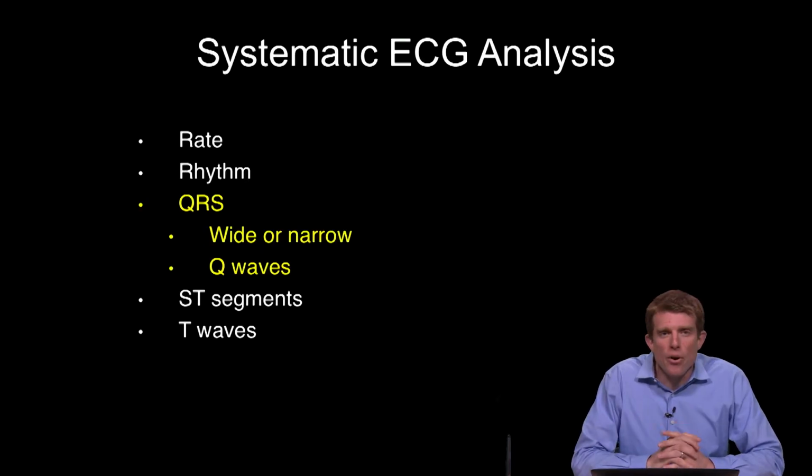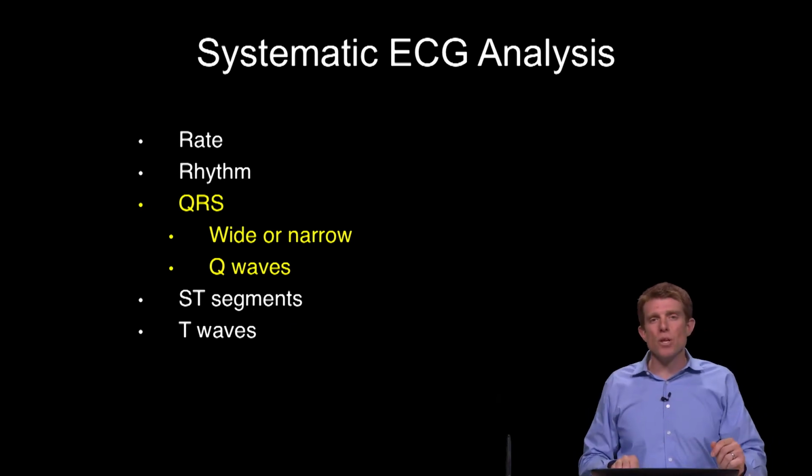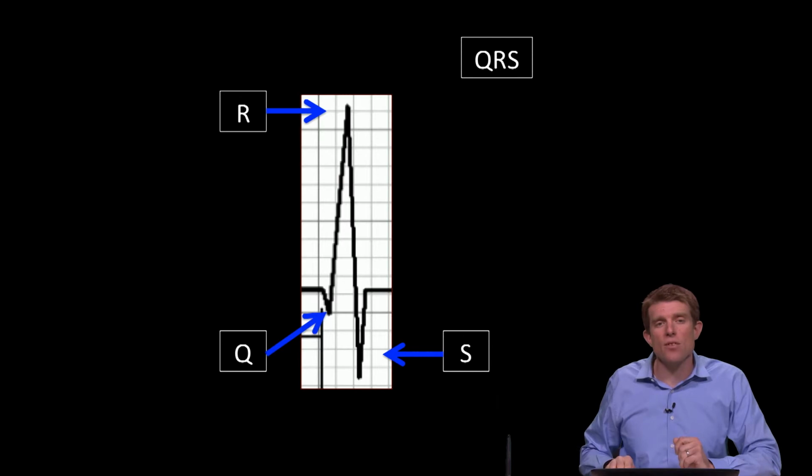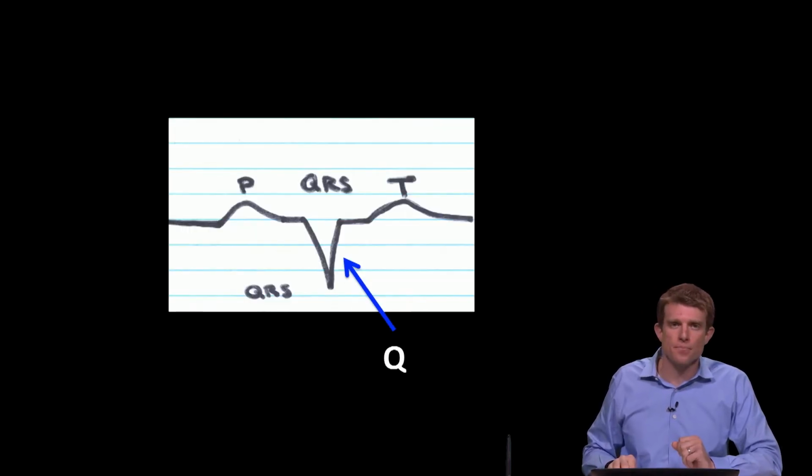Our second part of the systematic ECG analysis of our QRS complex is to look for Q waves. So when we look for Q waves, we're looking at our QRS complex, and it's called a QRS because if the initial deflection is down, that's a Q. The first deflection up is the R, and if there's a deflection after the R that goes below the baseline, that's considered the S wave.